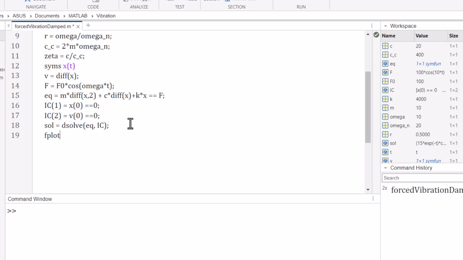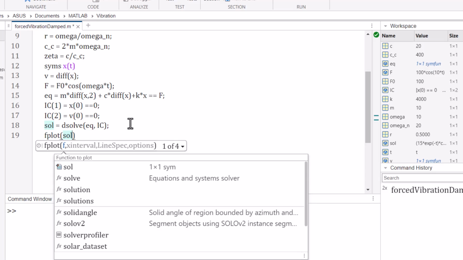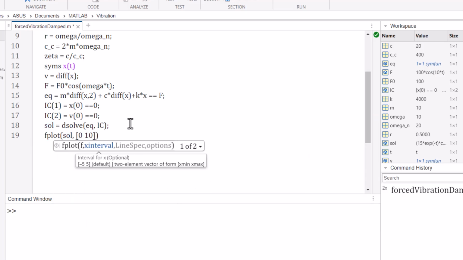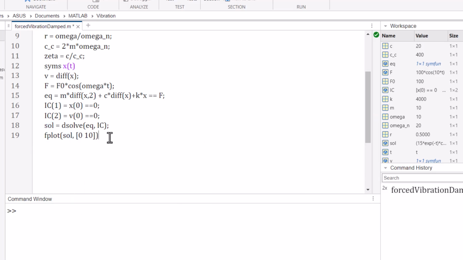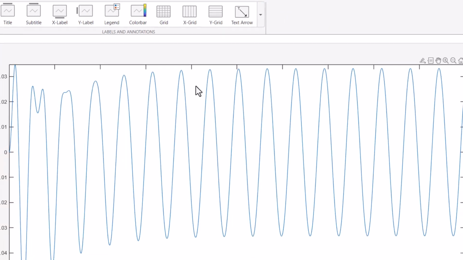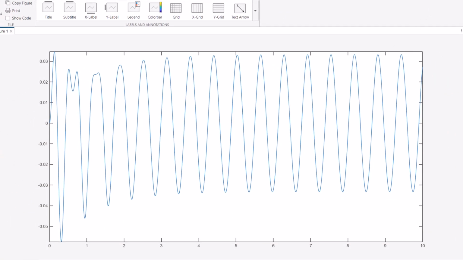So I plot the result using the fplot command from 0 to 10. So I'm plotting it for 10 seconds. Okay, and now this is the response of the system. And you can see after the initial phase, we reach the steady state solution. And this steady state solution is a harmonic answer which has the same frequency as the external force.